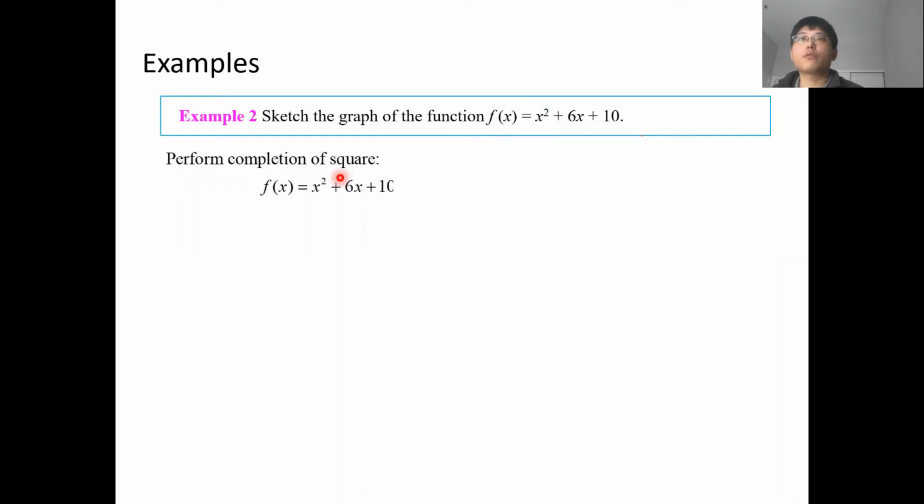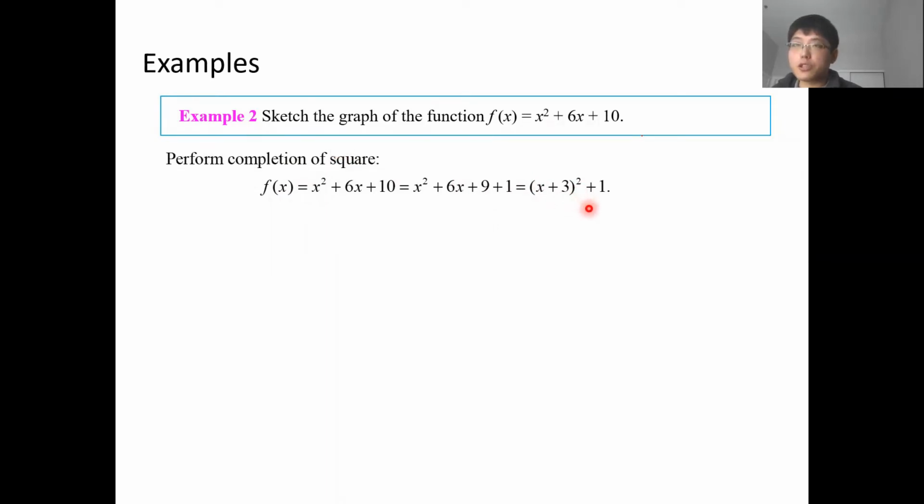We perform the completion of square on this quadratic function, and this means I need to find a square based on x squared plus 6x. And then I need the constant 9 over here, so I can rewrite the 10 as 9 plus 1, so that the first three terms will combine into the square of x plus 3, with the plus 1 remaining outside. So this is the end of the completion of square.